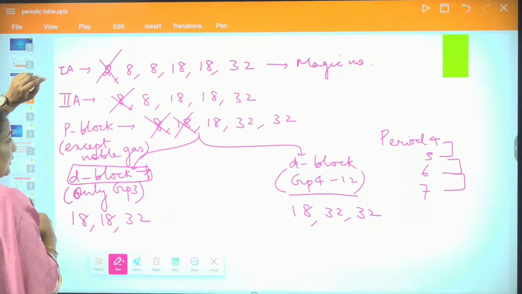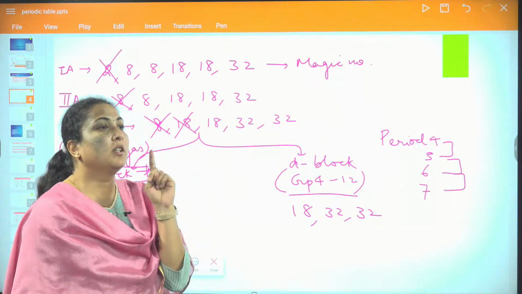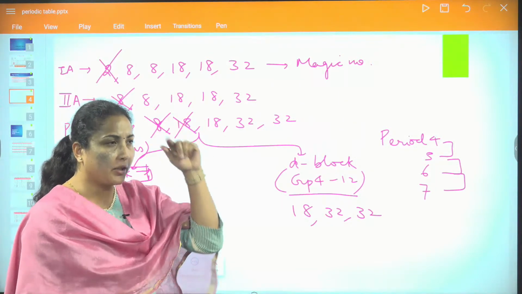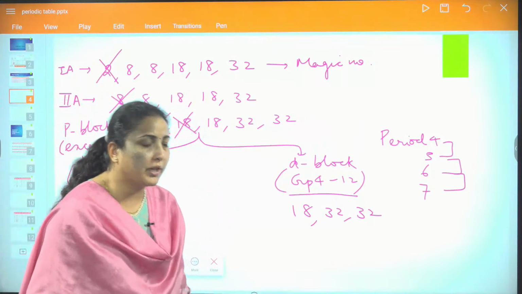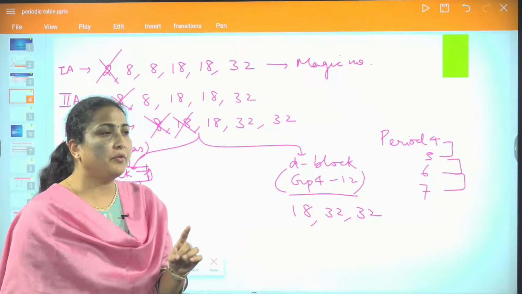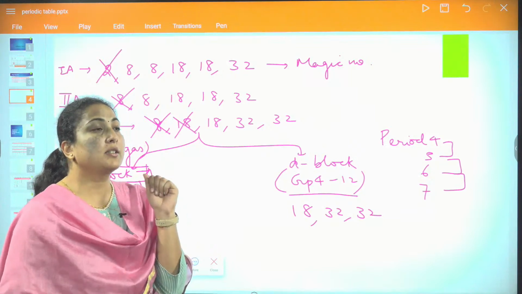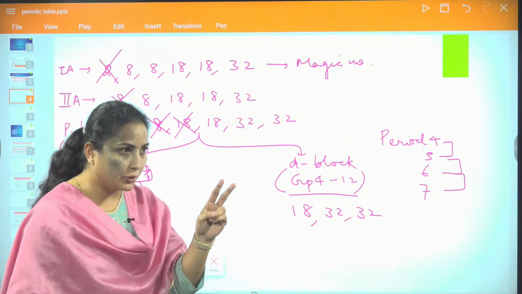So group 1: 1 time 2, 2 times 8, 2 times 18 and 1 time 32, right? When it comes to group 2, you have cut across that 2, so you have 2 times 8, 2 times 18, 1 time 32, right? When it comes to P block, you have cut one more 8, and when you cut that, you have added one more extra 32. So it is 1 time 8, 2 times 18 and 2 times 32, right?